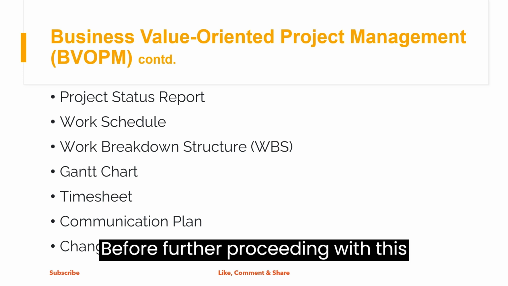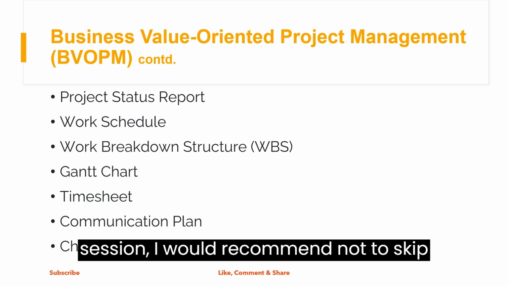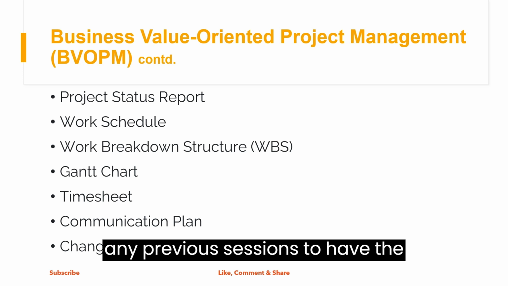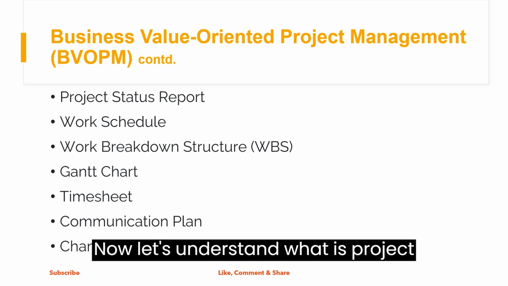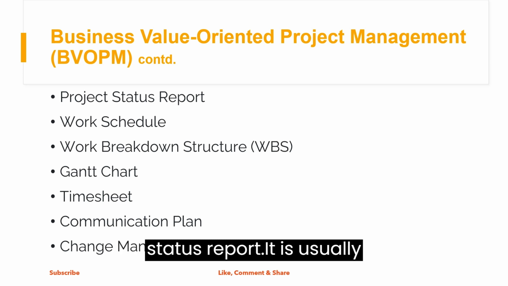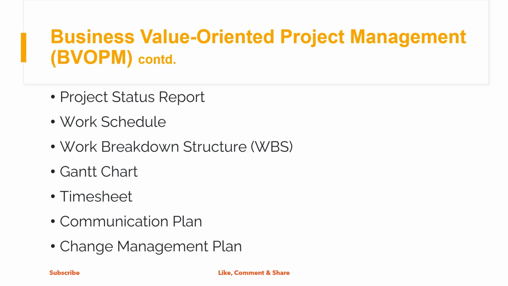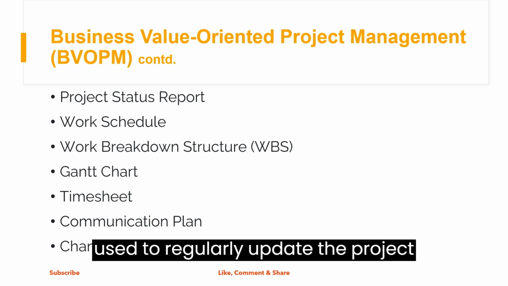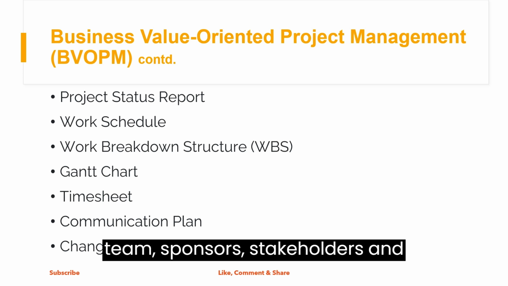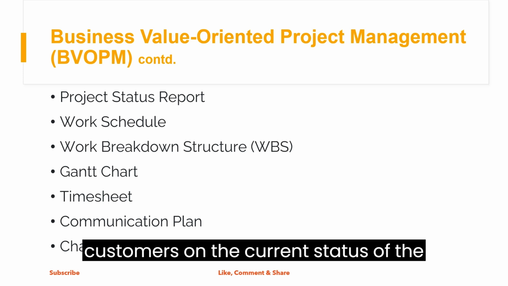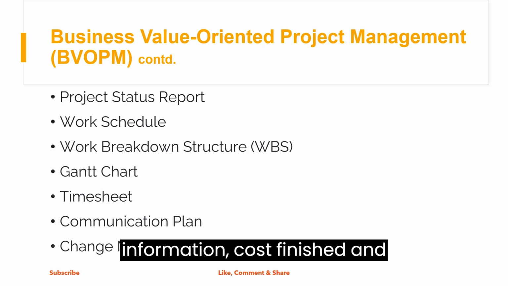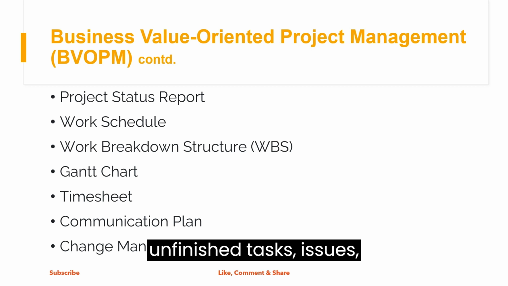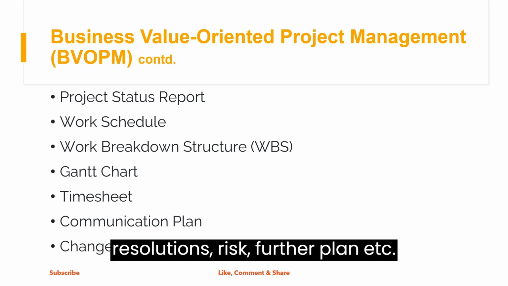Before further proceeding with this session, I would recommend not to skip any previous sessions to have clarity on understanding of the topic. Now let's understand what is project status report. It is usually used to regularly update the project team, sponsors, stakeholders, and customers on the current status of the project. It may contain general information, cost, finished and unfinished tasks, issues, resolutions, risk, further plan, etc.